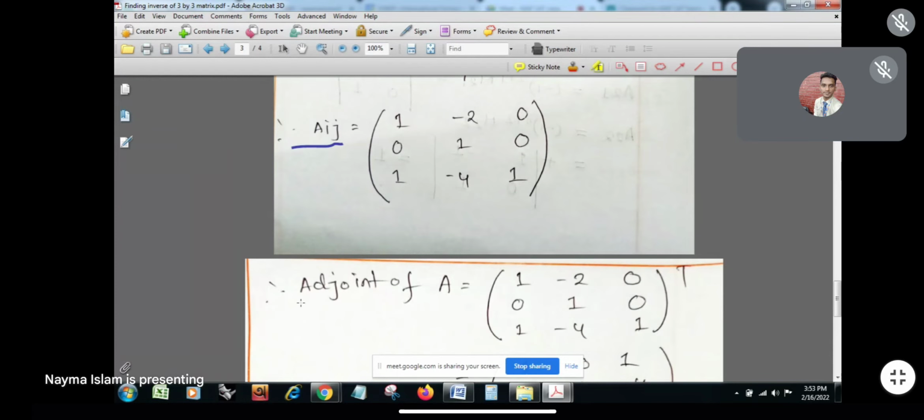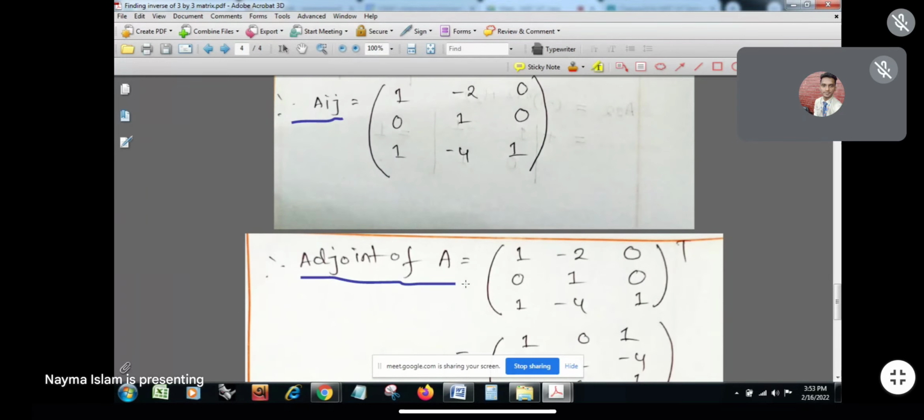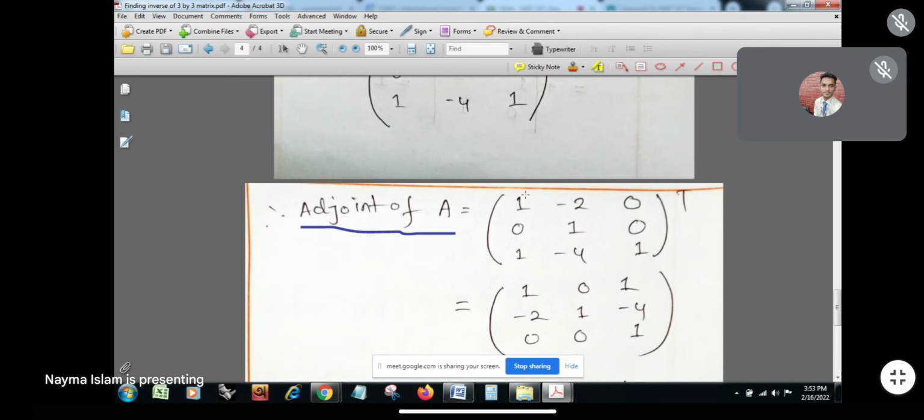Now, what will be the adjoint of A? According to the definition, the adjoint of A is the transpose of the cofactor matrix. So you have to transpose this matrix. This will be the adjoint.